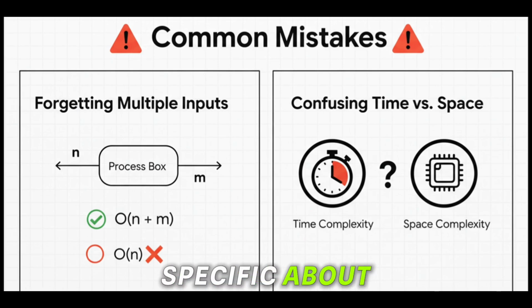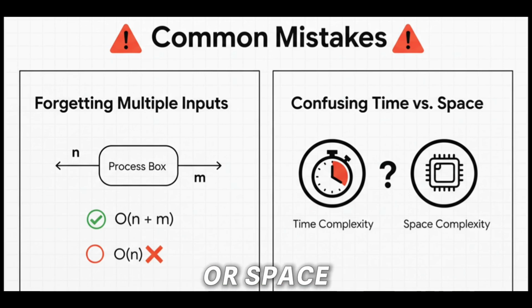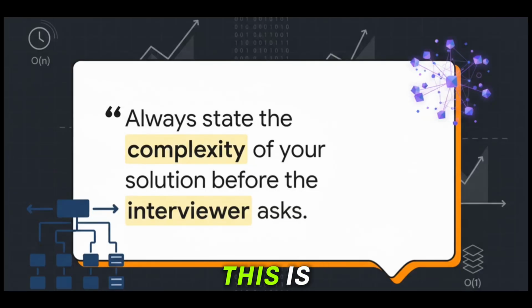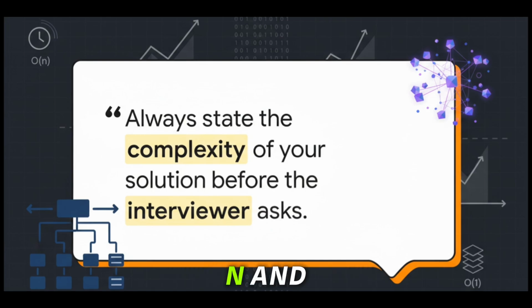Also, be specific about what you're measuring. Are you talking about time complexity, how long it takes, or space complexity, how much memory it uses? Just clarifying that shows you really know your stuff. And here it is. This is the single biggest power move you can make. As soon as you finish writing your code, before they even have a chance to ask, you just confidently state, the time complexity of this solution is O(n), and the space complexity is O(1), and here's why. Doing that, it's a total game changer.